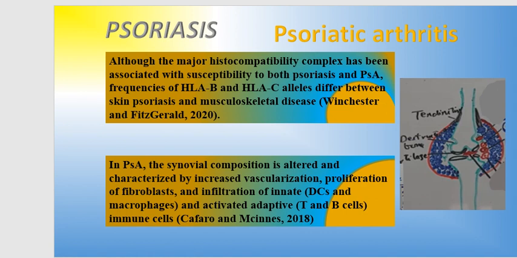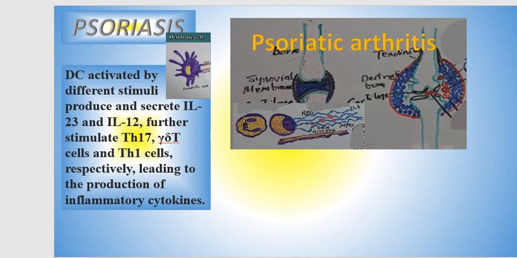So in case of psoriatic arthritis, as I mentioned, there is a genetic association. Usually when there is an arthritis, it is HLA-B and HLA-C. So in psoriatic arthritis, the synovial, as I mentioned, has increased vascularization, and there are cells that come and sit inside the joint and lead to inflammation.